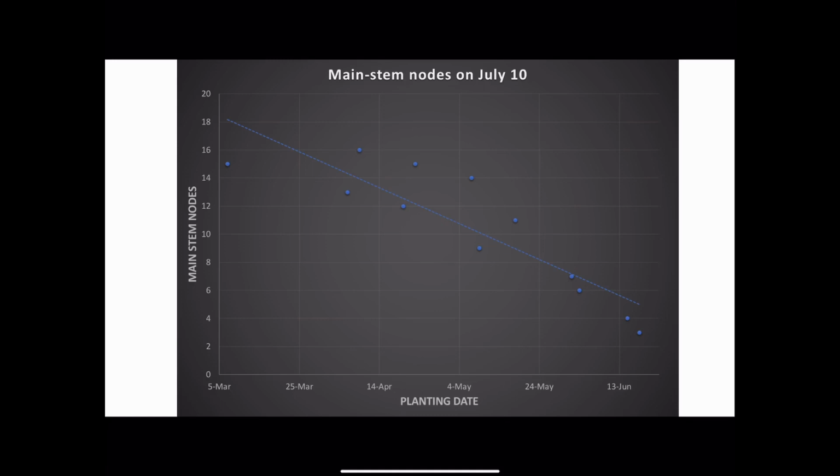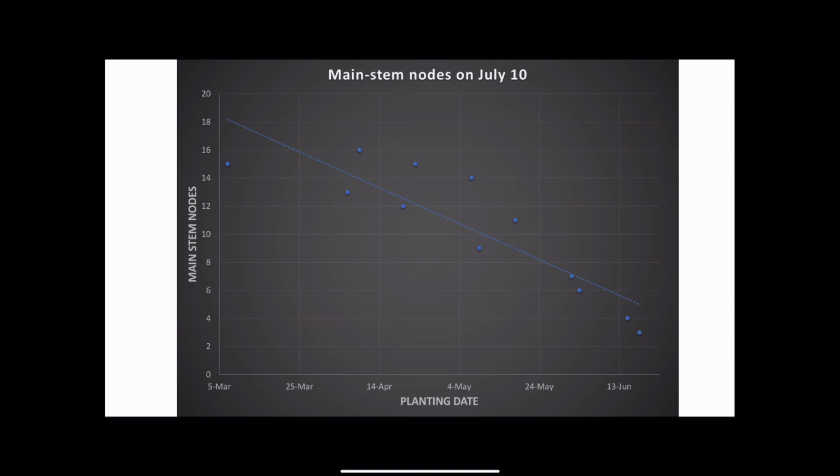We went out on July 10th the last couple years and we counted nodes based on the planting date, and we had the highest number of nodes from our March 7th planting this year. We had 15 nodes when we counted on July 10th. Now if we consider the other end of the spectrum, our June 18th planting date, we only had 3 nodes, and you can see it's a fairly linear progression of more nodes as we plant earlier.